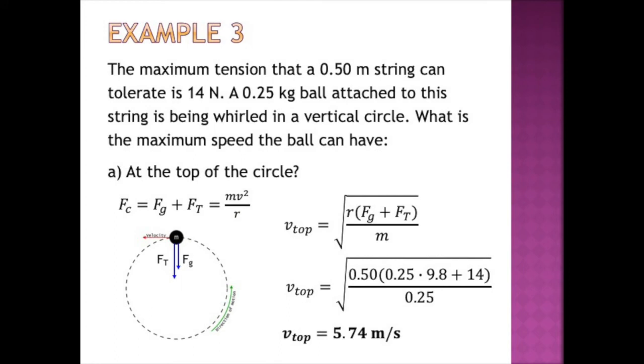So when we calculate at the top, we know that the centripetal force is equivalent to the net force in the radial sense. And we know that both gravity and tension are pointing in that direction, which means that Fc is equal to Fg plus Ft.